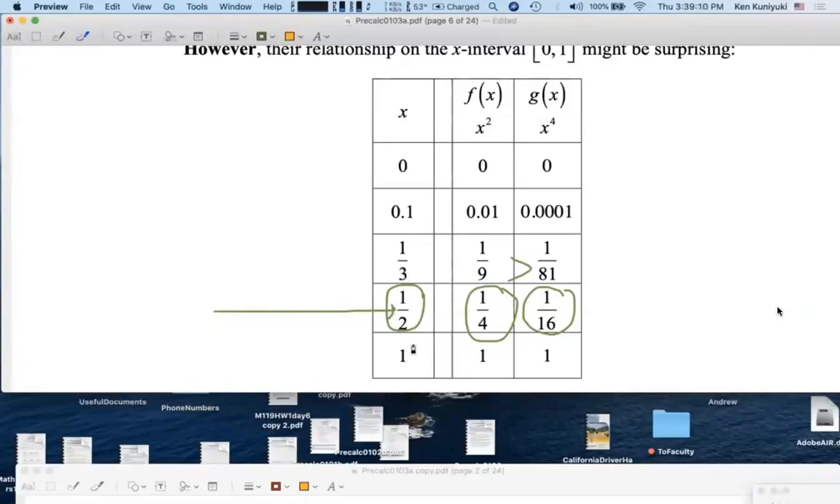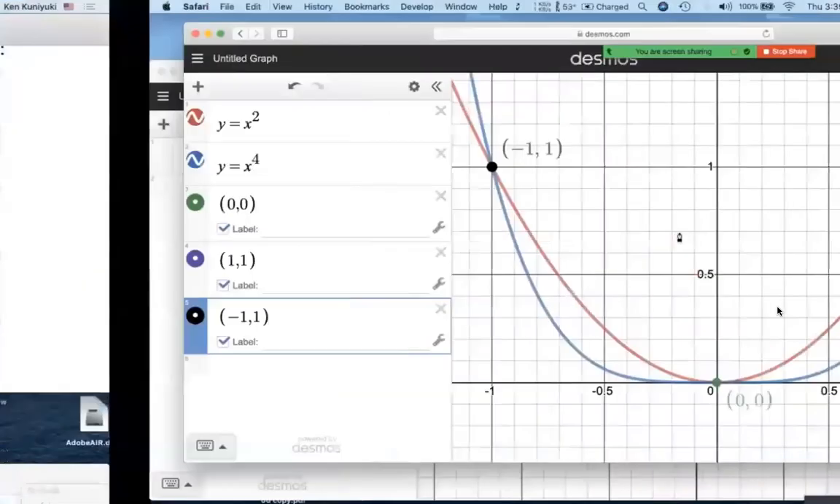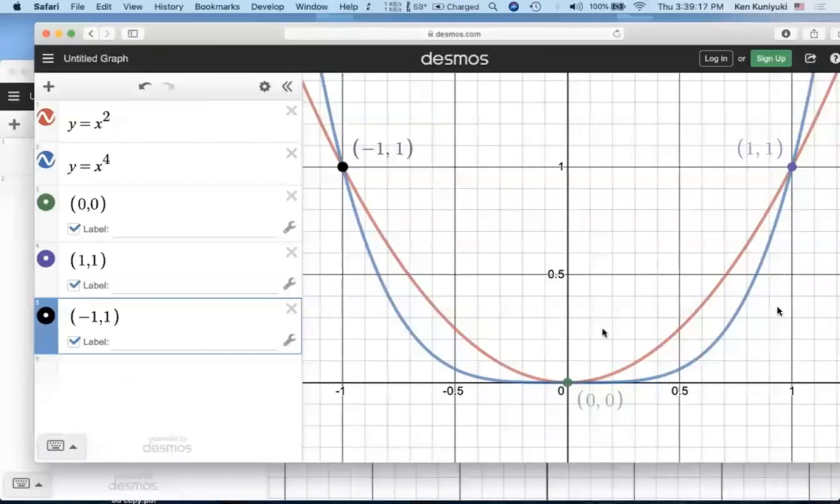The square beats the 4th power for these kinds of values of x. And at x equals 0, x equals 1, and x equals -1, there's a tie, corresponding to these intersection points. But for values like 1/2 or 0.5, the red graph actually beats the blue graph in y coordinate.